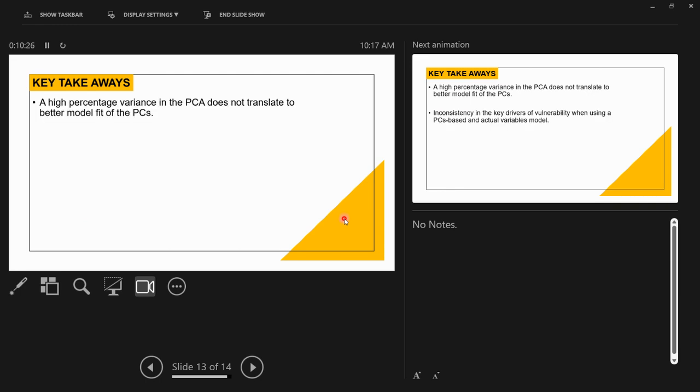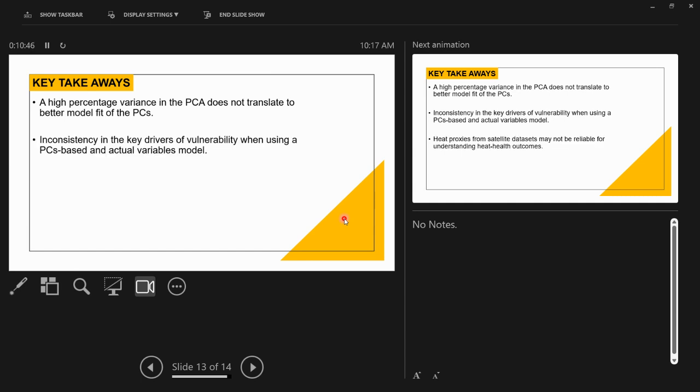And so the key takeaways: one of them is that a high percentage variance in the PCA does not automatically translate to better model fit. The argument that is always there for PCA is that you are able to retain as much information as possible by transforming these variables into orthogonal components, and that doesn't seem to be the case for our model. Secondly, there's inconsistency in the key drivers of vulnerability when using a PCA-based approach vis-a-vis the variable-based model.